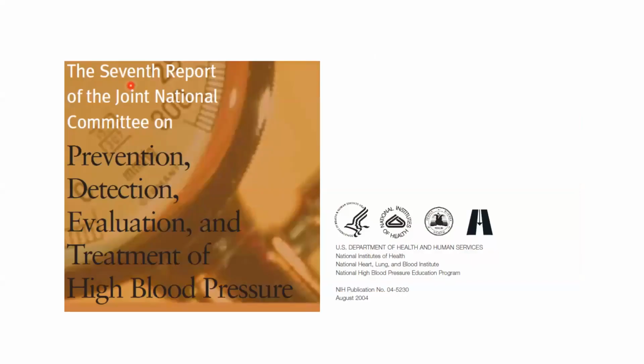This is the document that I was referring to, the seventh report of the JNC, the Joint National Committee. And what does that committee do? It basically looks at blood pressure, the various aspects of blood pressure: how to prevent it, and if it's not prevented, how to detect it, evaluate it, sort out what type of blood pressure aberration is there, and then importantly, how to treat it. Okay, this is basically a US Department of Health and Human Services initiative.